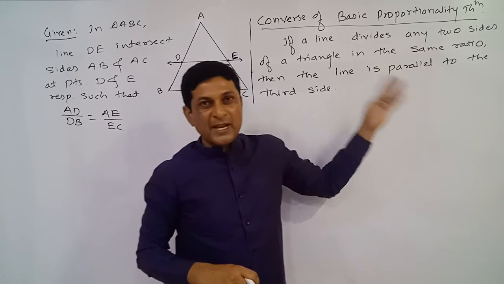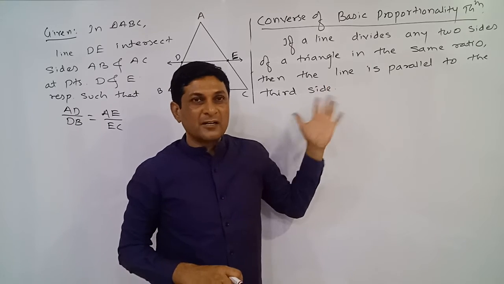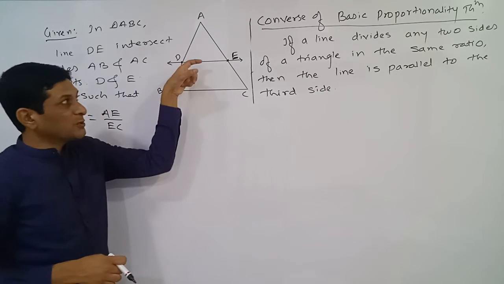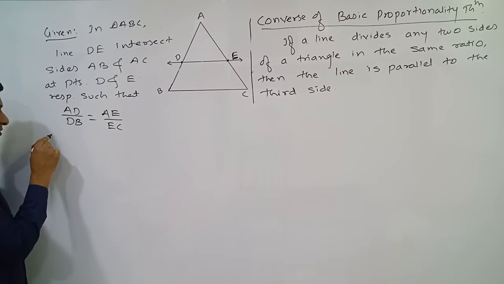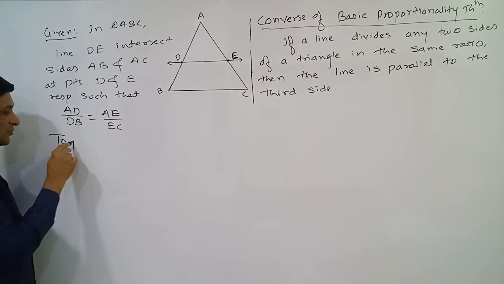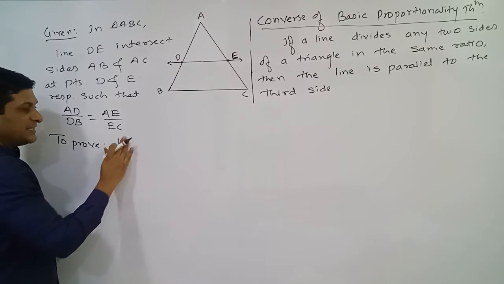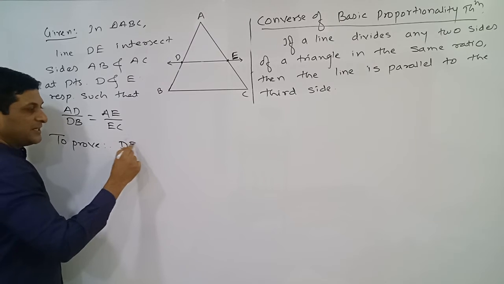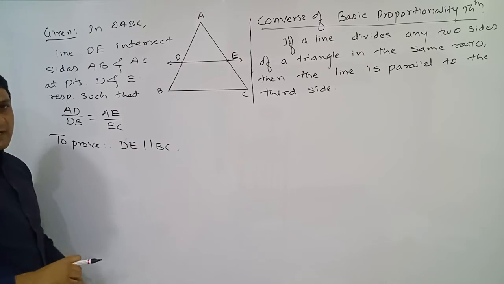If a line divides in the same ratio, then we have to prove that the line is parallel to our third side. So we have to prove that this line DE is parallel to the third side. To prove that line DE is parallel to BC, this is our required result.